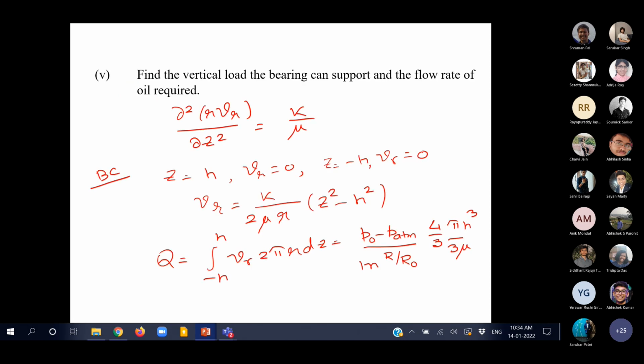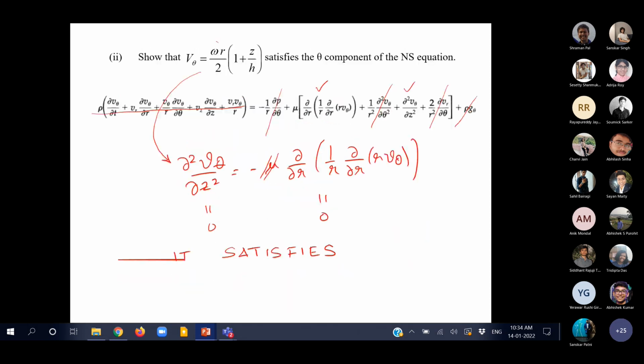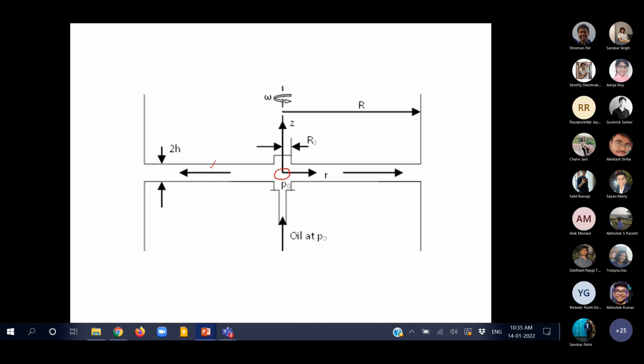I'll go back to the figure once again. We have everything that is required for our calculation. But what would be the expression for axial load?